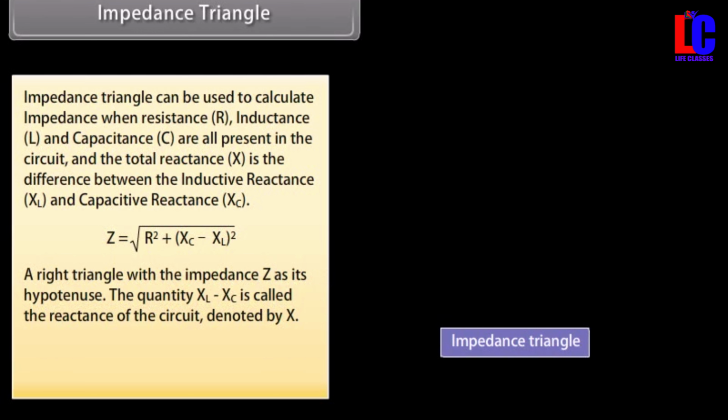In a right triangle with the impedance Z as its hypotenuse, the quantity XL minus XC is called the reactance of the circuit, denoted by X. Tan phi is equal to (XC minus XL) upon R.